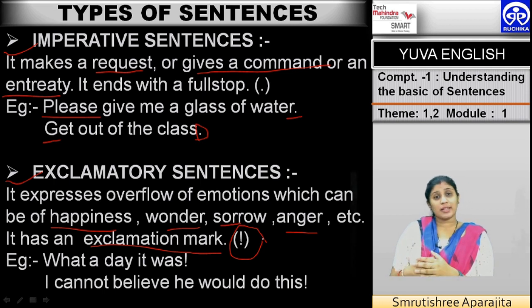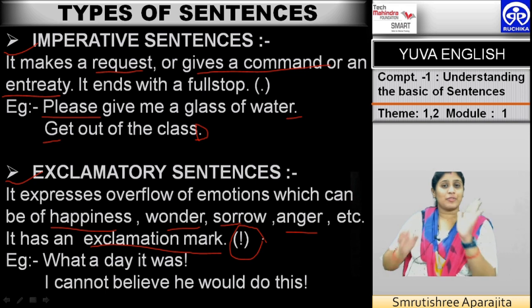It can also be in the negative form. I cannot believe he would do this! He is a thief, he is a murderer, or he has stolen something. So when you are going to express your sudden emotions, your sudden feelings, this kind of sentences falls under the category of exclamatory sentences.